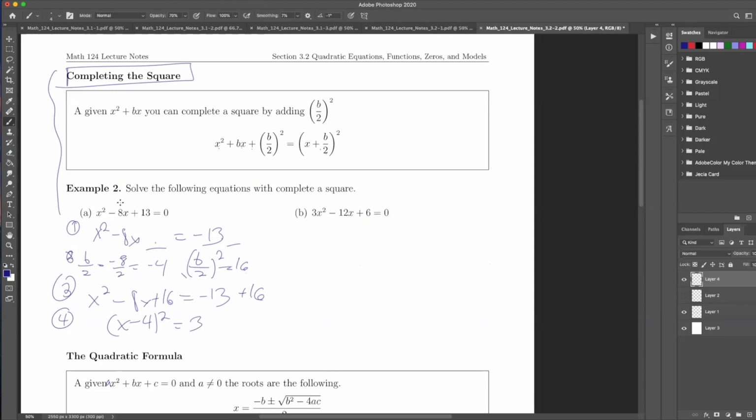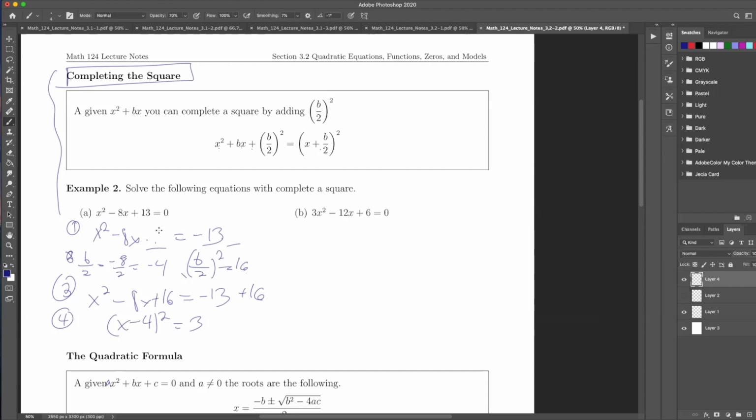So I just take whatever b is and divide it by 2, and I get a number. I want this number because I'm going to put this number right here, and I'm also going to square that number because I'm going to add that to both sides. So I find out what the square of that number is. So negative 4 squared is 16. I'm going to add it in my slot.